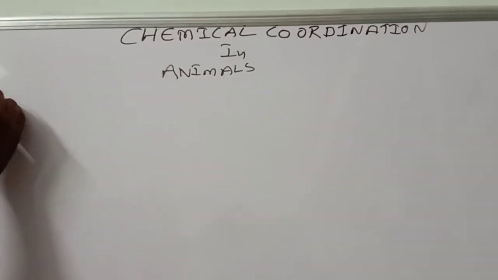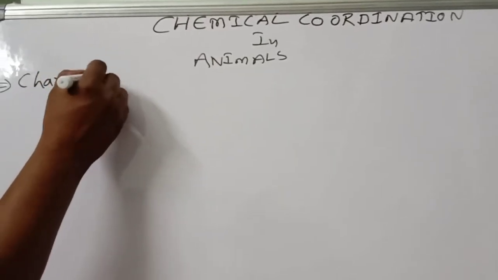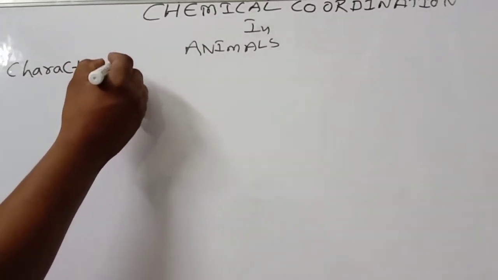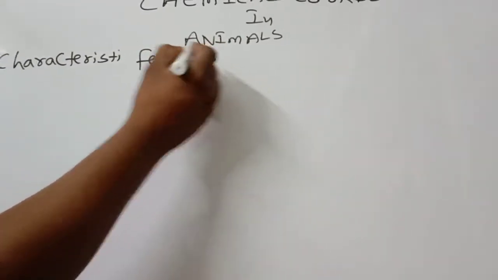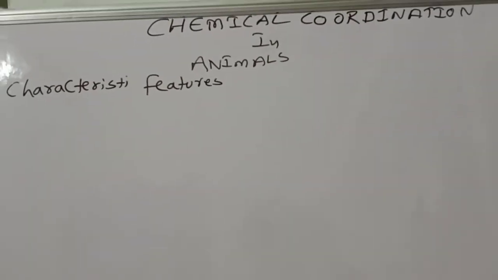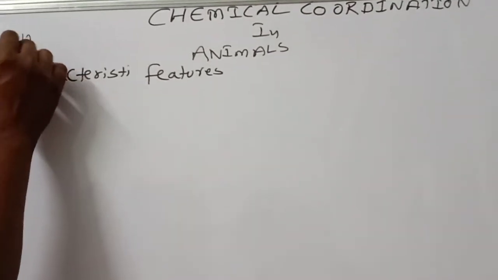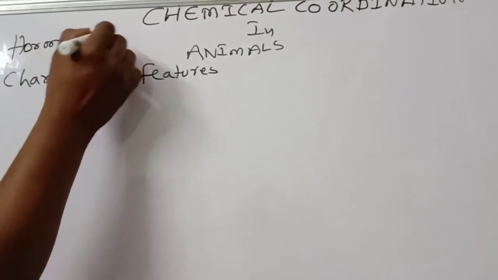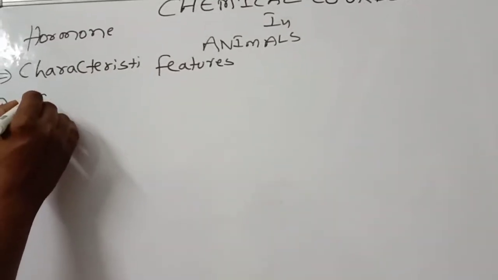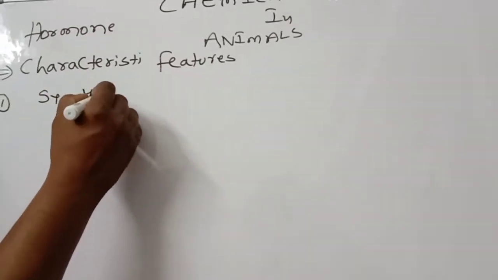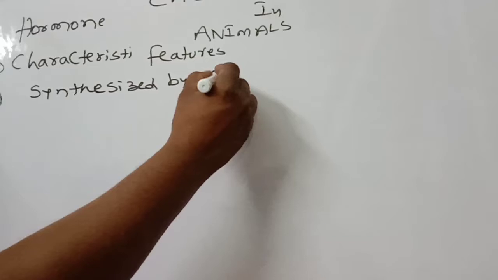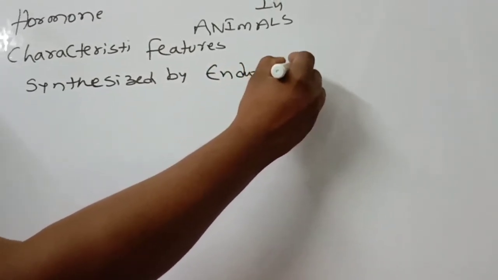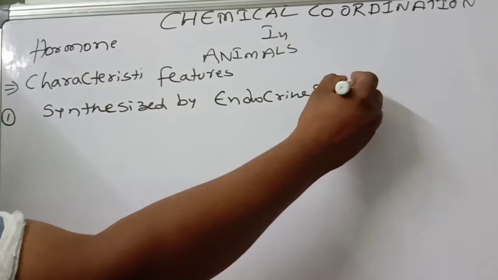The characteristic features. This point you should remember. Characteristic features of hormones. Number one, the most important one: hormones are synthesized by which one? Endocrine glands. This is a point you should remember.